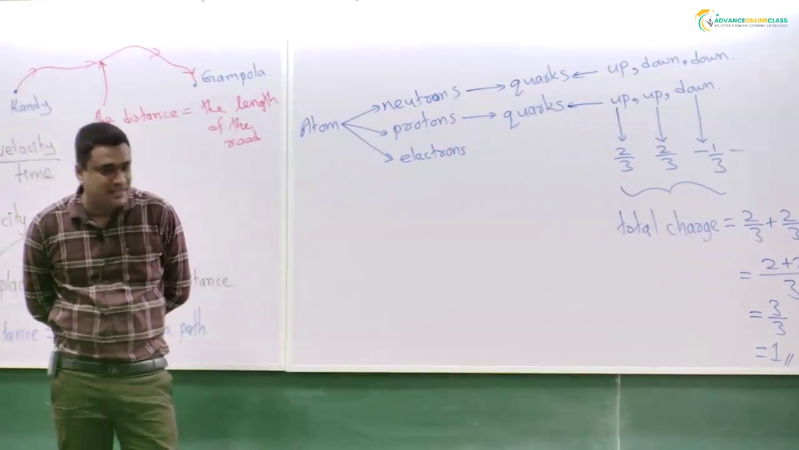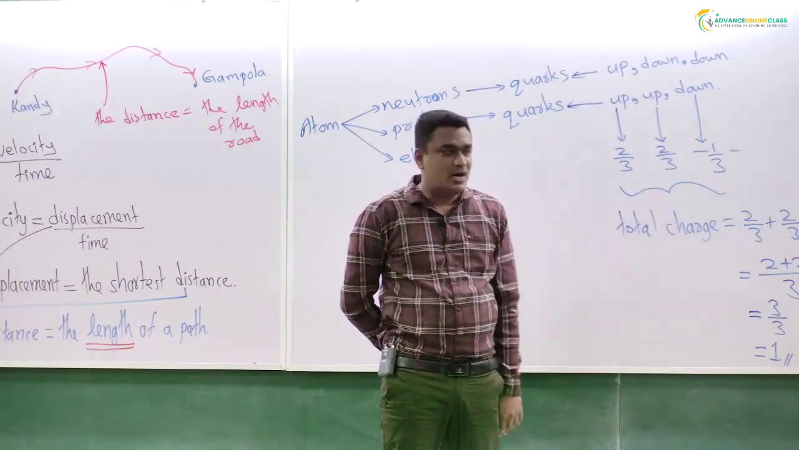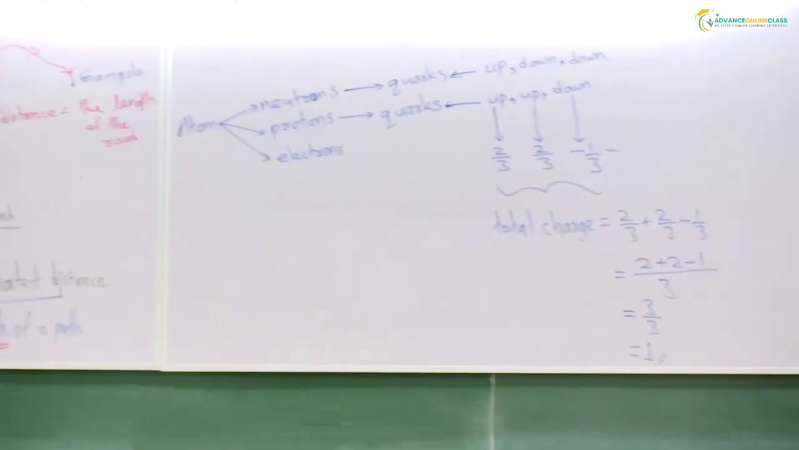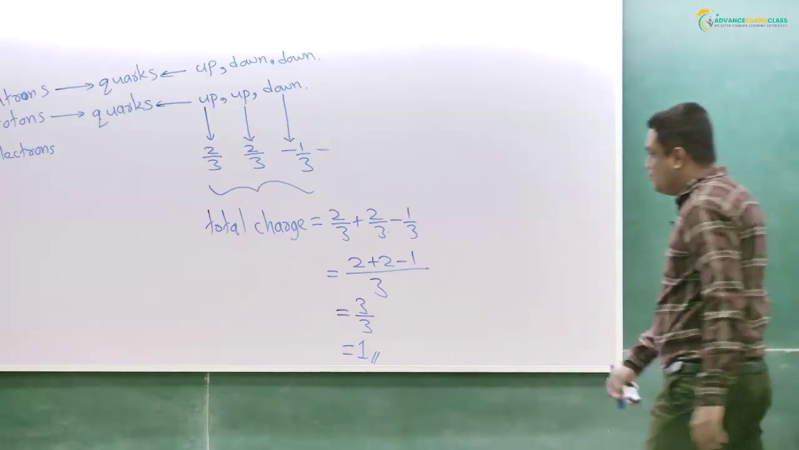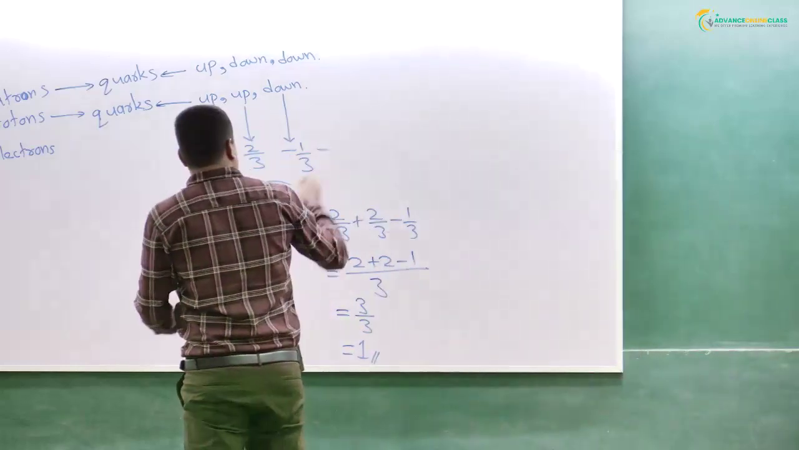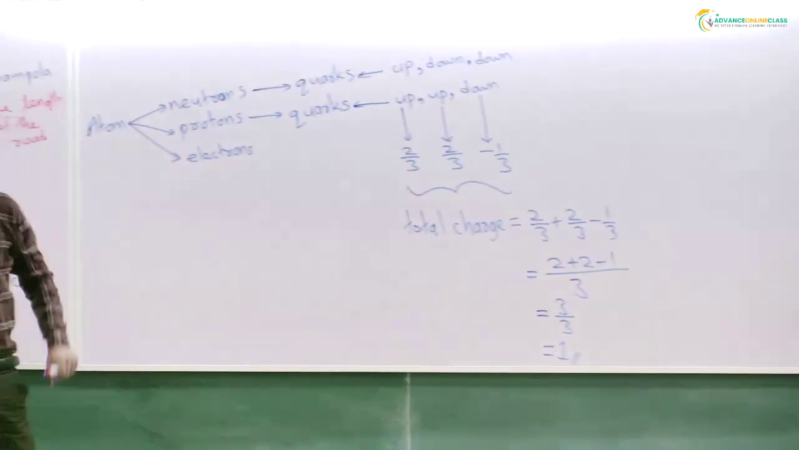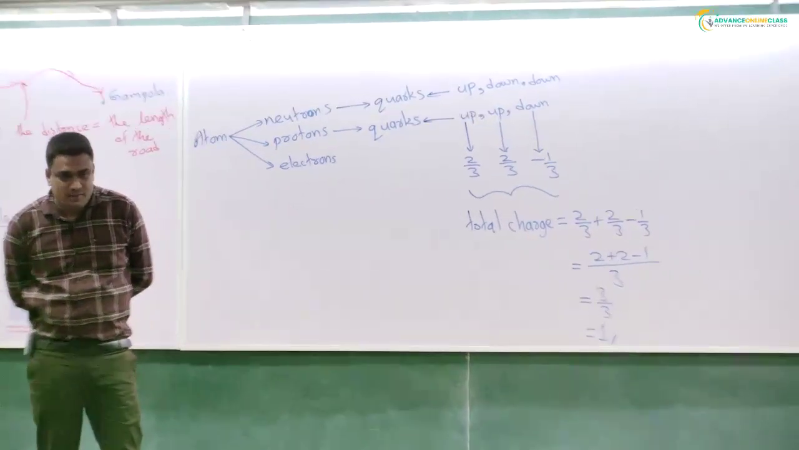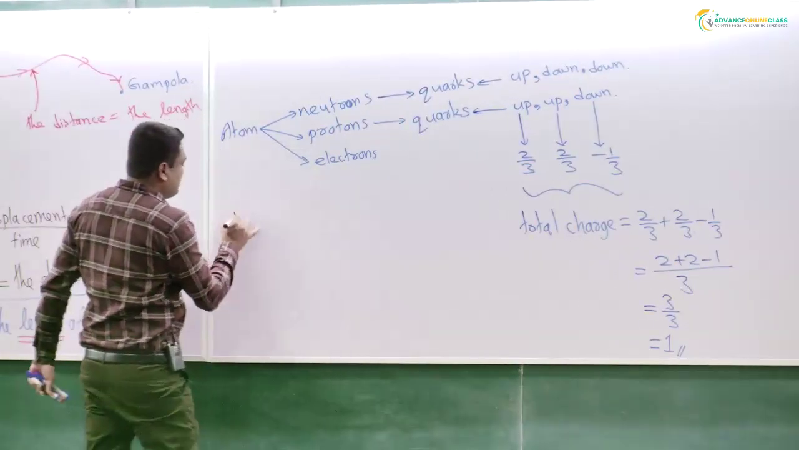A proton is made of three quarks. What are the three quarks, dear? Two up quarks and one down quark. What's the charge of an up quark, dear? The charge of an up quark is 2 over 3, plus 2 over 3. What is the charge of a down quark? Minus 1 over 3. You have to do all these things at the final lesson of the syllabus, matter and radiation.